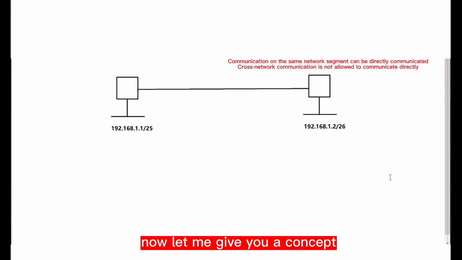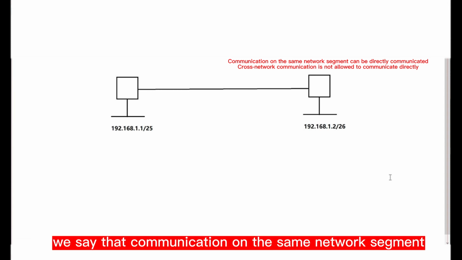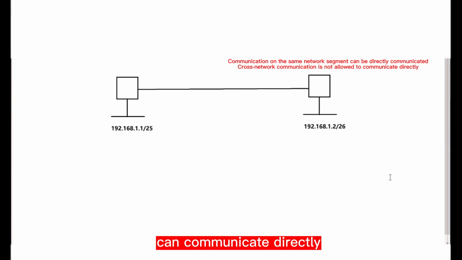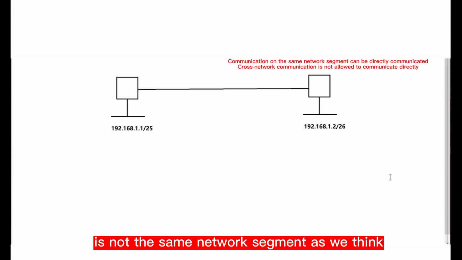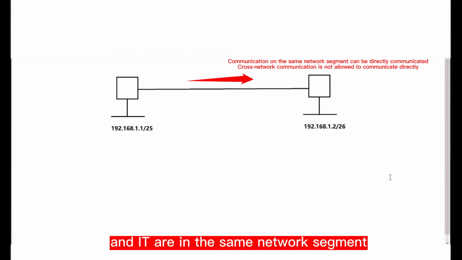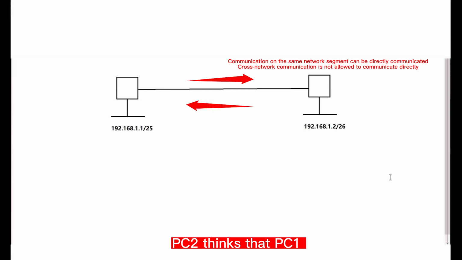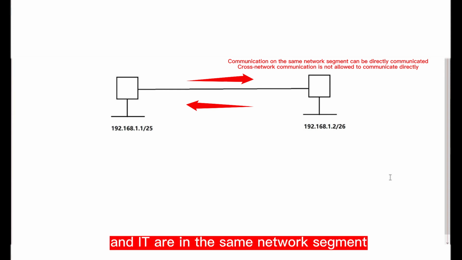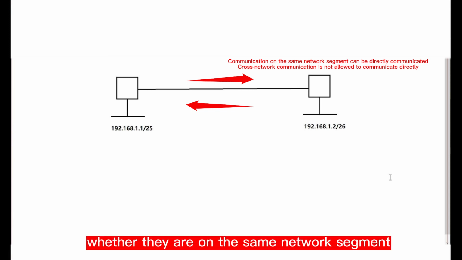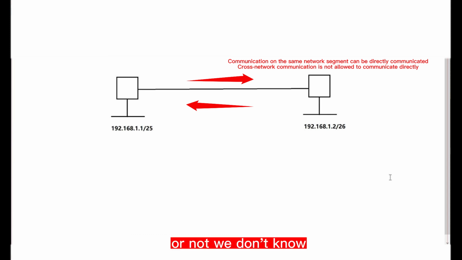Now let me give you a concept. We say that communication on the same network segment can communicate directly. This same network segment is not the same network segment as we think. But for devices, PC1 thinks that PC2 and it are in the same network segment. PC2 thinks that PC1 and it are in the same network segment. They can communicate between the two. Whether they are on the same network segment or not, we don't know.